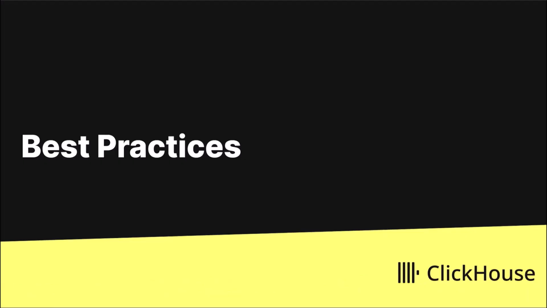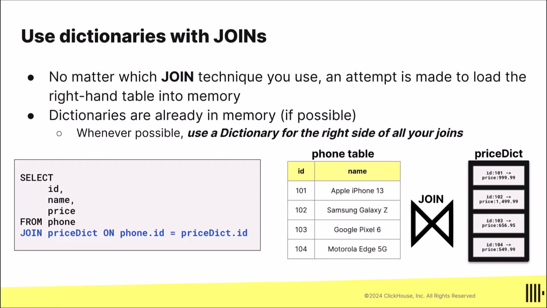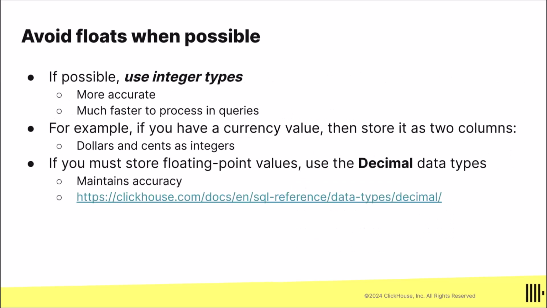All right, so those were some anti-patterns. Let's look at some good patterns. Let's look at some best practices. Make sure you use dictionaries when you can, or the join table engine. Go back, and if you didn't go through that join training that we have, we talk about the different algorithms. Using dictionaries with joins is a great performance optimization, or the join table engine, like I said.